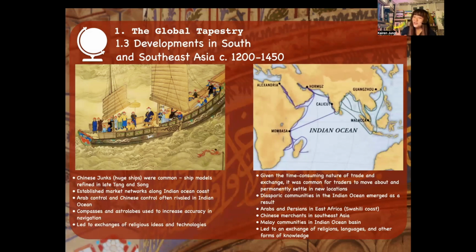Because trade and exchange was so time consuming, traders would tend to just move to their destination and stay there or permanently settle. Usually they would get married there and have children and raise kids, diverse families. You had diasporic communities in the Indian Ocean emerging as a result. You had Arab and Persian communities in East Africa along the Swahili coast. You had Chinese merchants in Southeast Asia, Malay communities in the Indian Ocean basin, and all of this led to such an exchange of religions, languages, and other forms of knowledge.